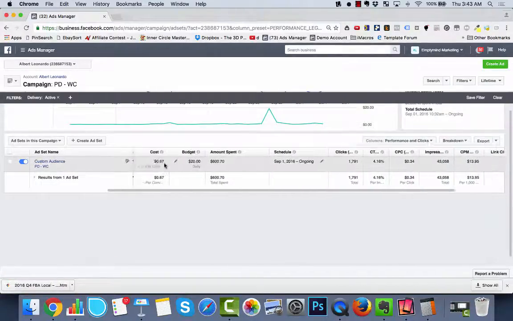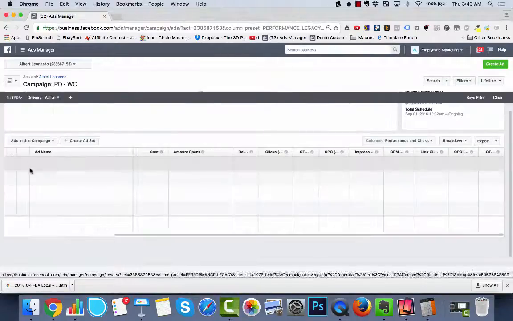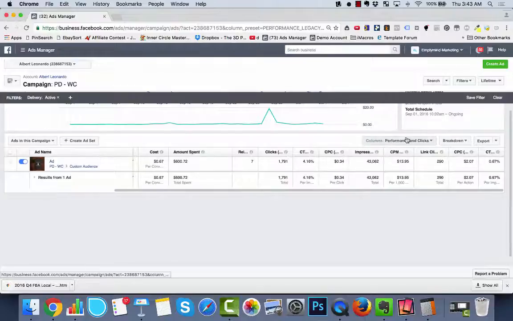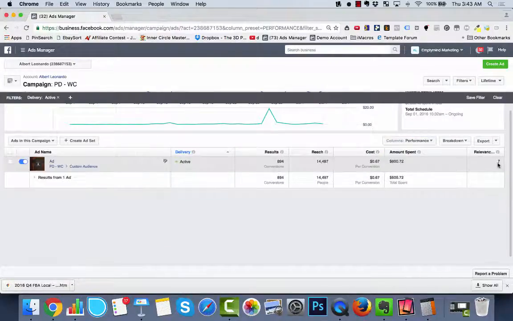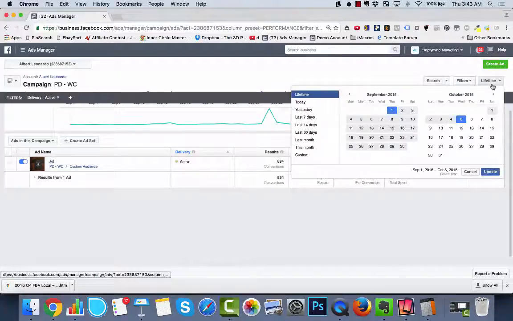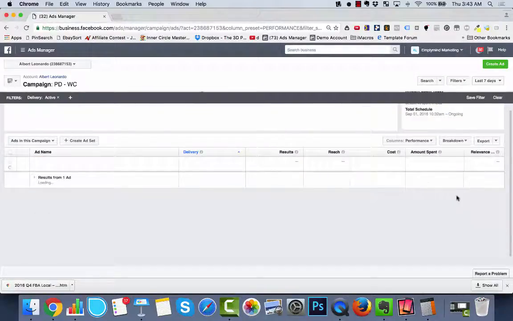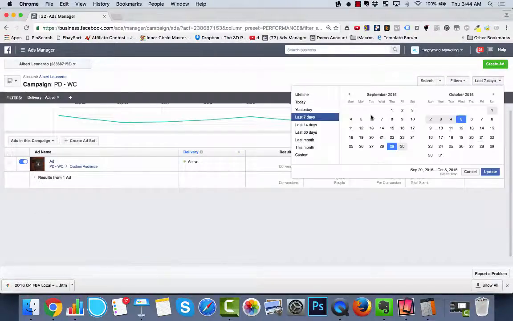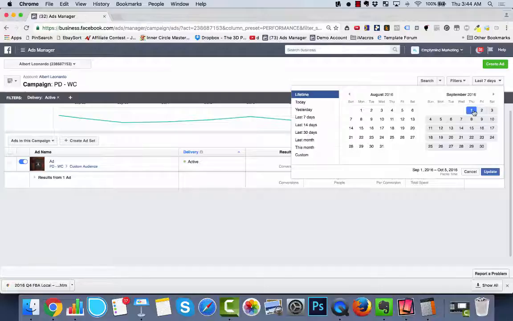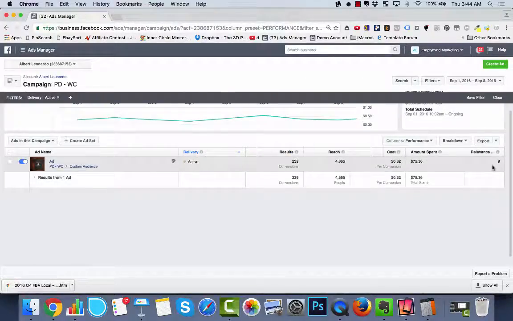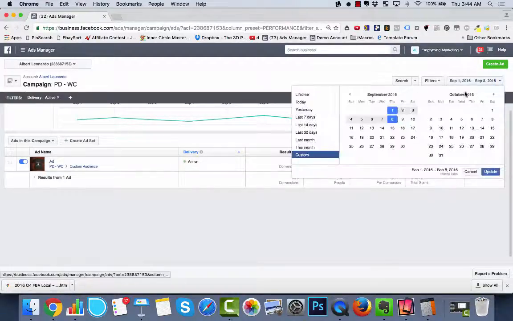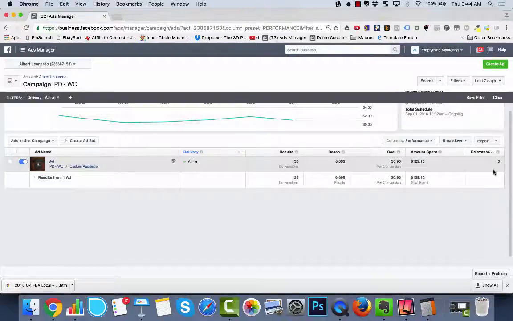And if you want to look at your relevance score, you go to the ad level and performance. Alright, you can actually look at a certain period of time, for example, the last 7 days, or let's say 1st September to 8. Okay, do you see how the relevance score started from 9 and then it gradually goes down to 5?